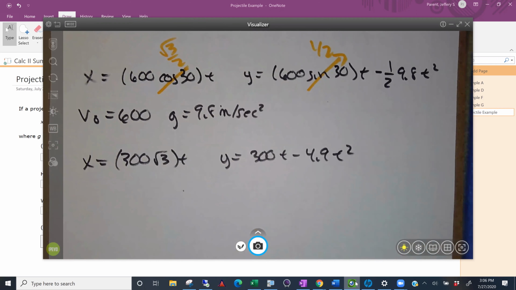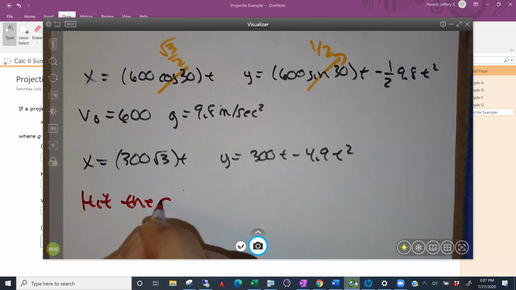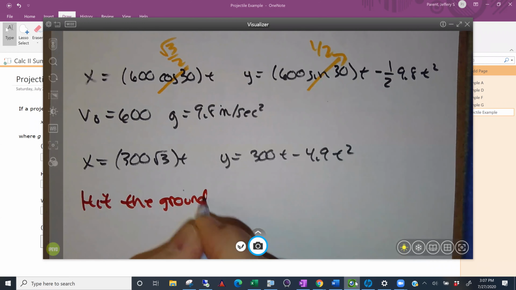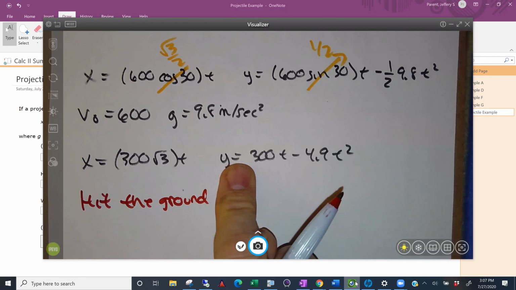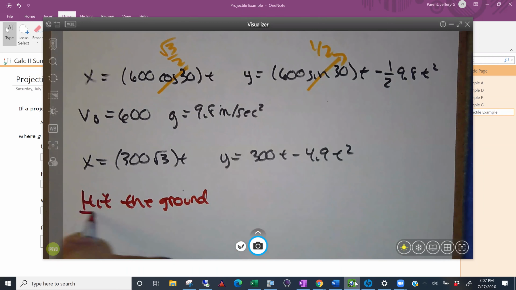So this thing's going to travel quite a ways, or for at least a long time, relatively speaking. You want to know, when's this thing going to hit the ground? Well, good question. When does it hit the ground? Well, that's going to be determined by the y height. And the y height on the ground is going to be what? 0.